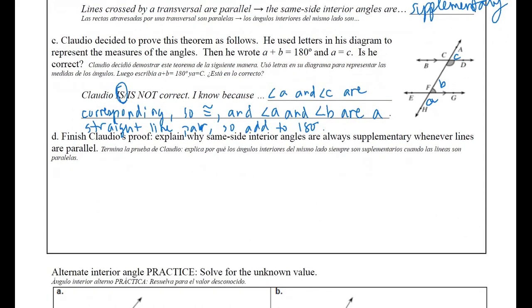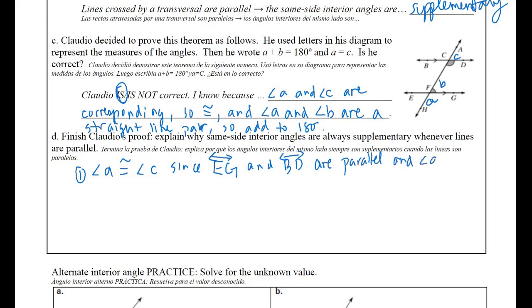Let's finish that proof using the letters as I've assigned them. So 1, angle A is congruent to angle C since lines E, G and B, D are parallel and angle A corresponds to angle C.